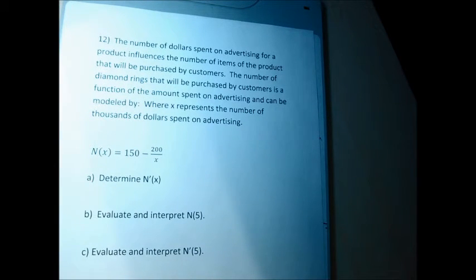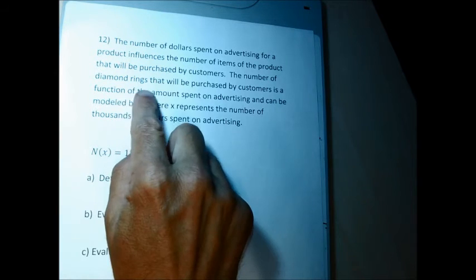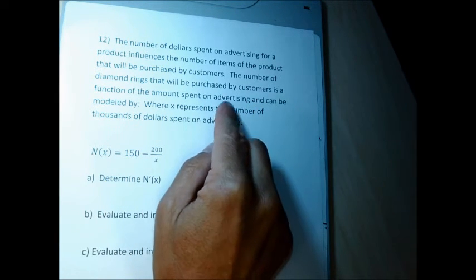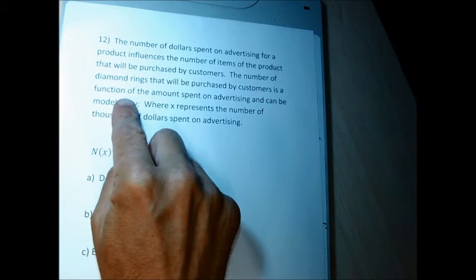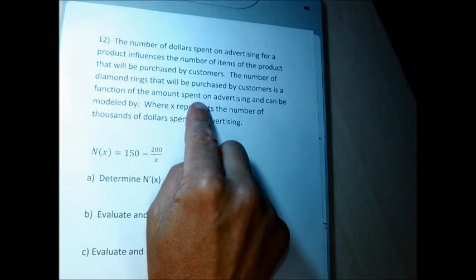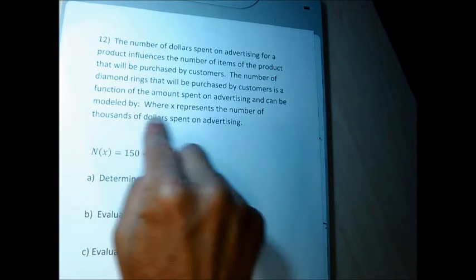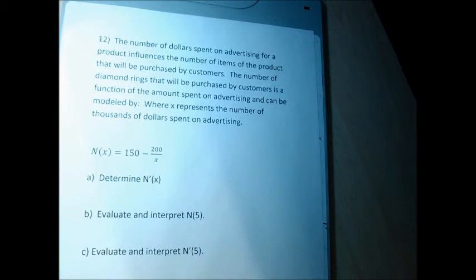So if I read through number 12, the number of dollars spent on advertising a product influences the number of items of the product that will be purchased by customers. The number of diamond rings that will be purchased by customers is a function of the amount spent on advertising and can be modeled by where X represents the number of thousands of dollars spent on advertising.